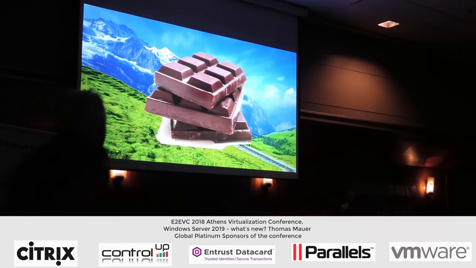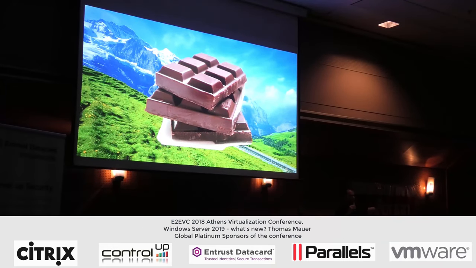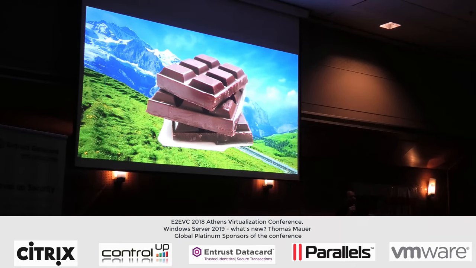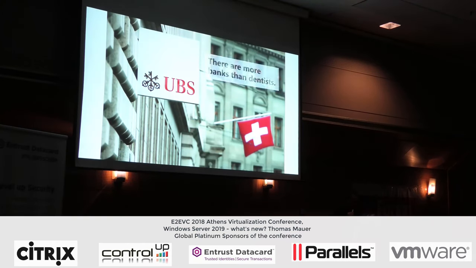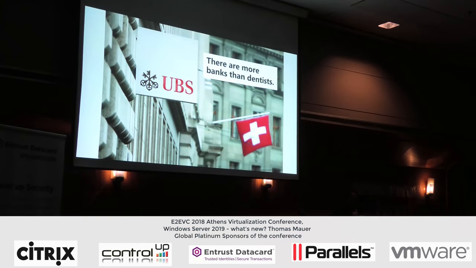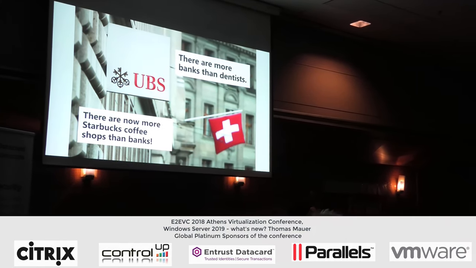This is, by the way, famous for chocolate. Who thinks the Swiss chocolate is the best in the world? Ask Belgium. Wait, what the hell is going on with that room? Something is seriously wrong with that room. Who thinks Belgian chocolate is the best? What the hell? After this point, you're all wrong. Okay. So we are also famous for cheese, watches, banks. Fun fact, there was a time where there were more banks than dentists in Switzerland. Now we have more Starbucks coffee shops than banks.